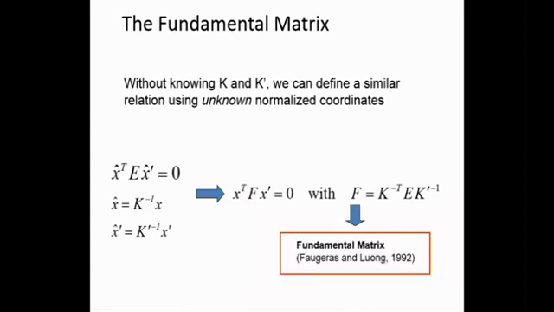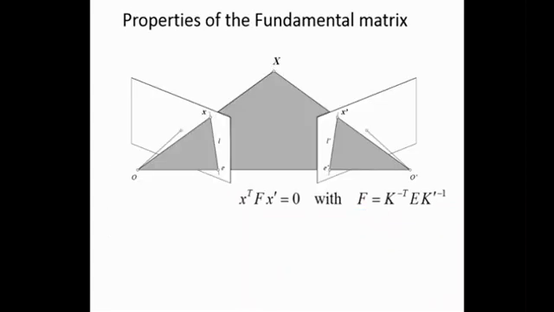That was first described by Faugeras and Luong in 1992. The essential matrix relates two cameras where I know the intrinsics, where I know the focal length and principal point. The fundamental matrix relates two cameras where I don't know the intrinsics. So obviously it will have more parameters. Here are some of the properties of the fundamental matrix.